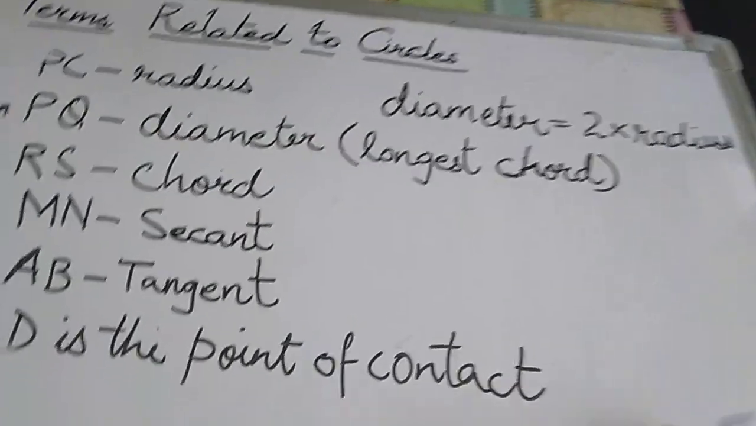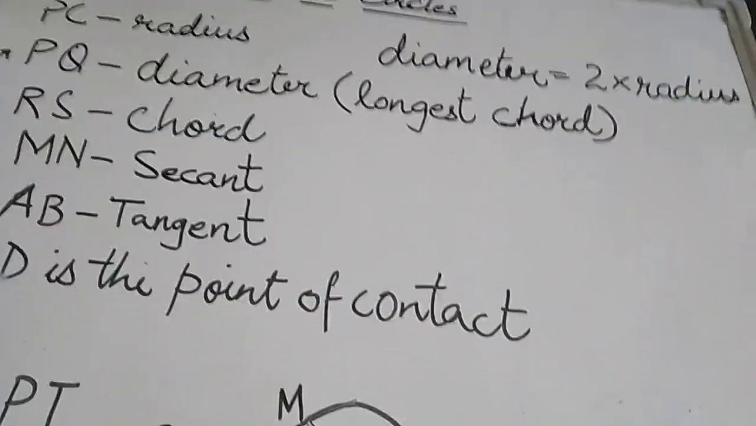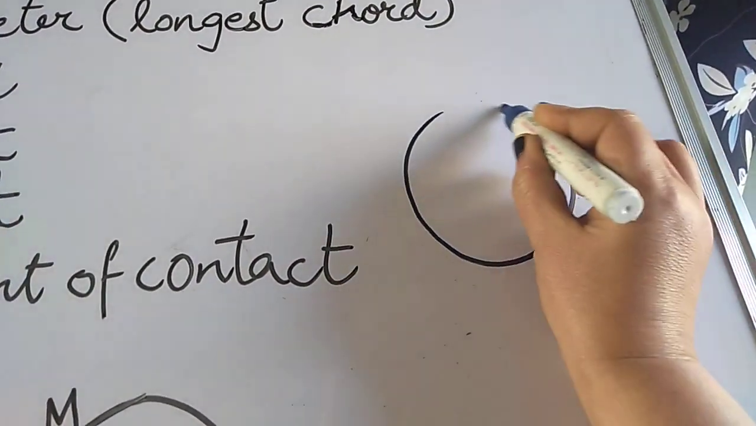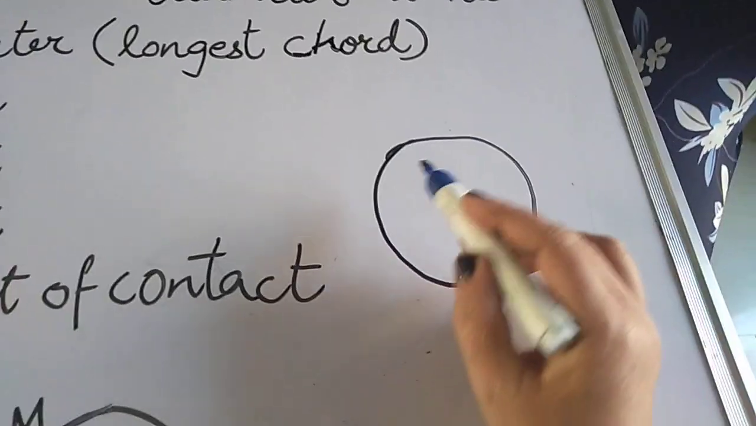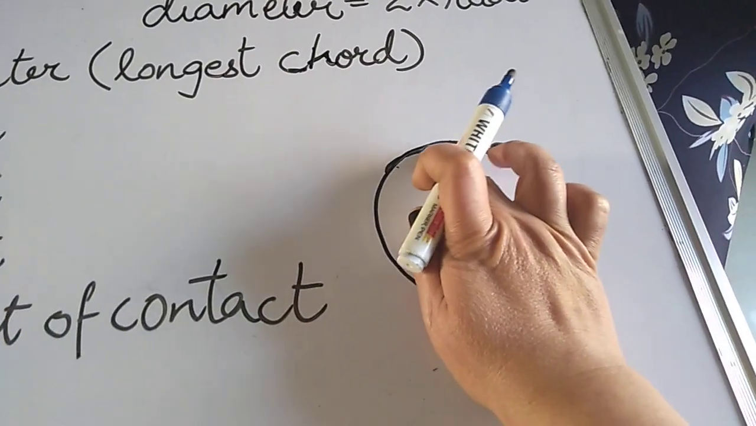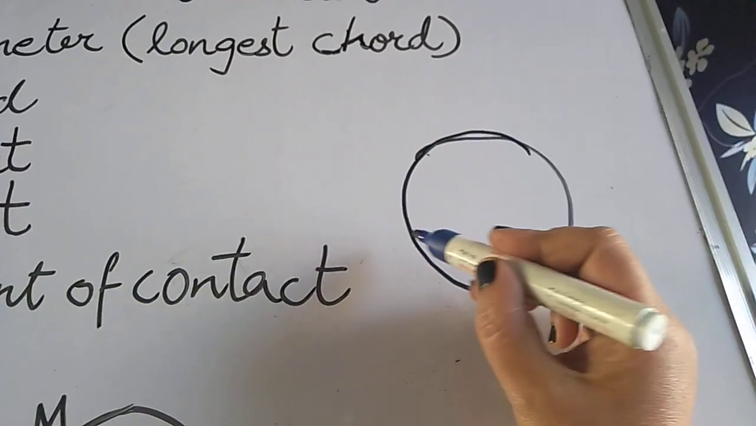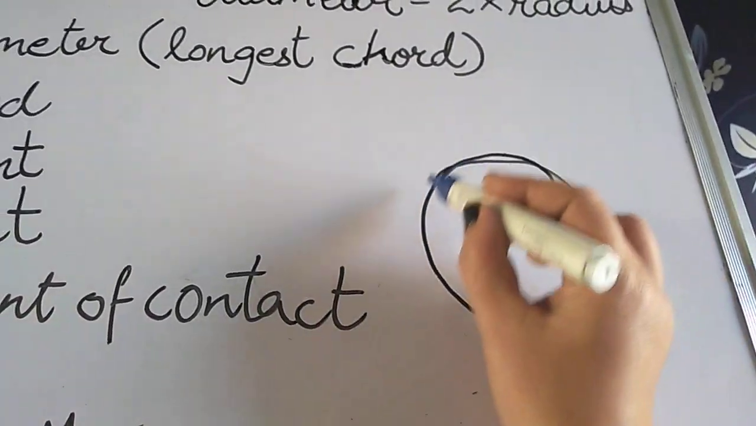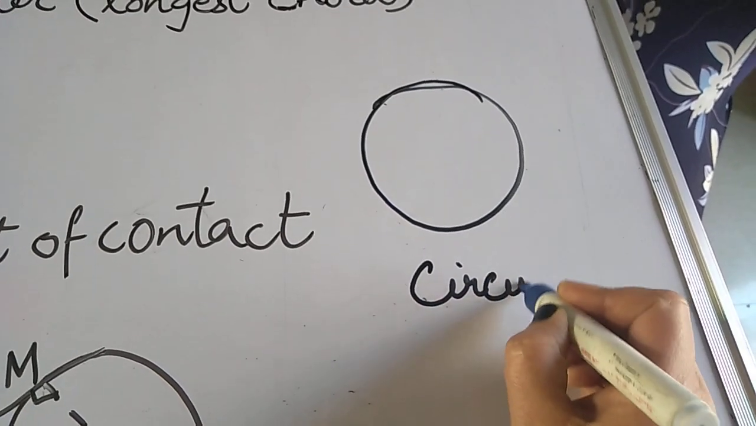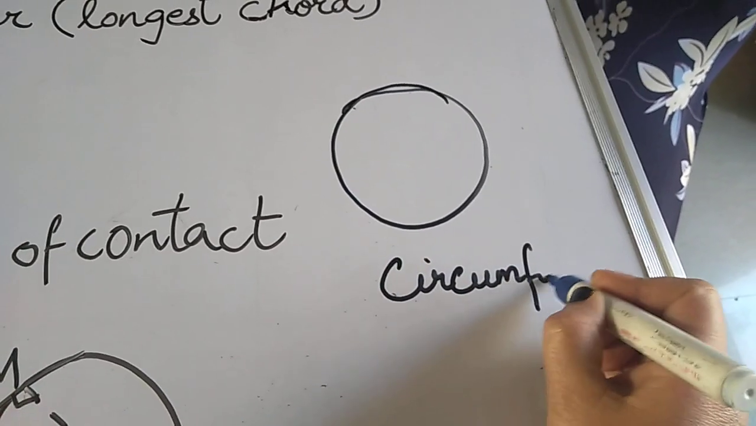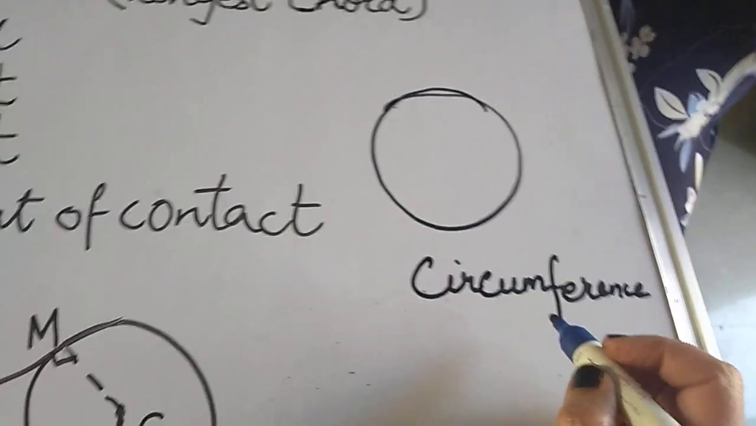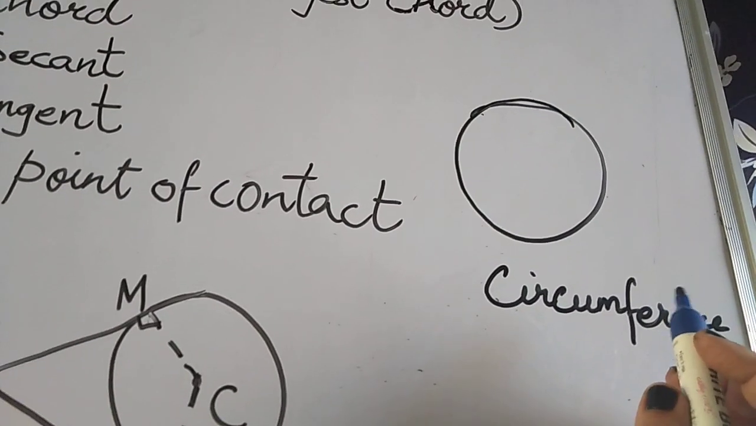Now I'll tell you what an arc of a circle is. You know that this is a circle. We can make it with a compass. This whole boundary length is called the circumference. If you talk about straight lines, it is called the perimeter. But when we come to a circle, we call it circumference.